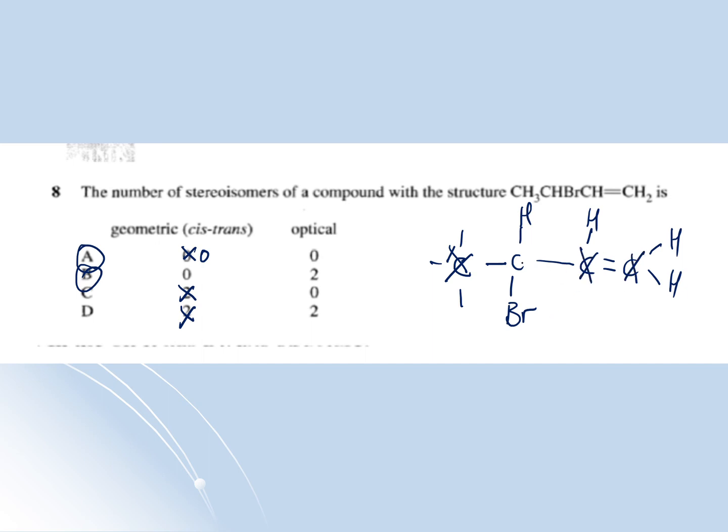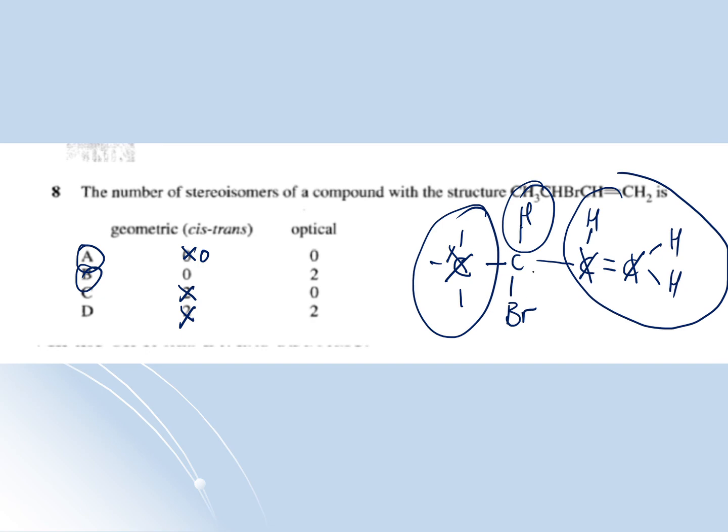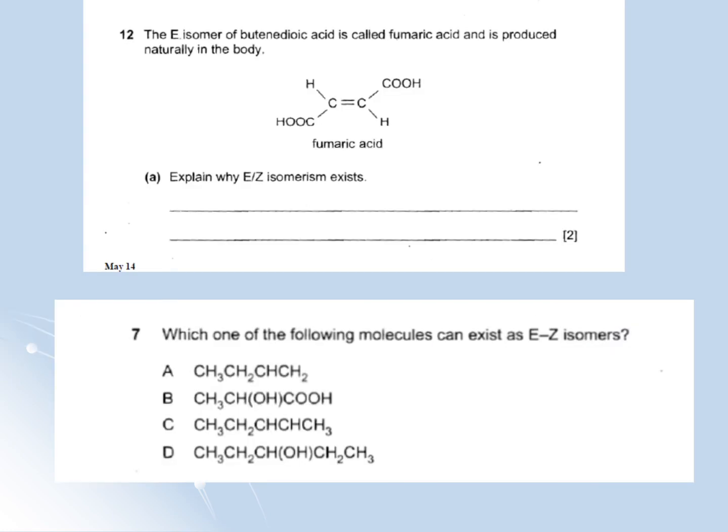That's not. This carbon has a bromine, a CH3 group, a hydrogen, and a CH2 group. That is indeed an optical isomer. And if I've got an L isomer or one optical, I must have the other one. So therefore I have 2 opticals, no geometric. The answer is B.